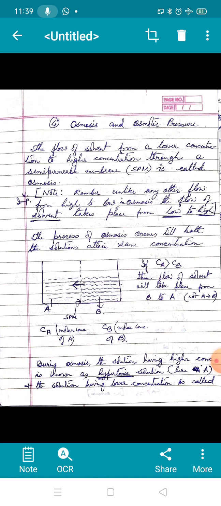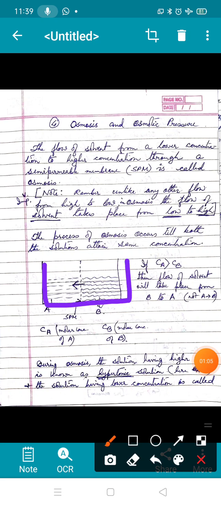Here we have taken a schematic diagram. You can see a chamber separated by a semi-permeable membrane. In one we have taken concentration A and in the other concentration B. It may be solution and solvent also. So we have assumed that the concentration of A is more than the concentration of B.